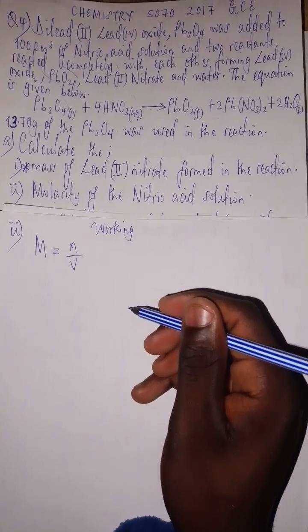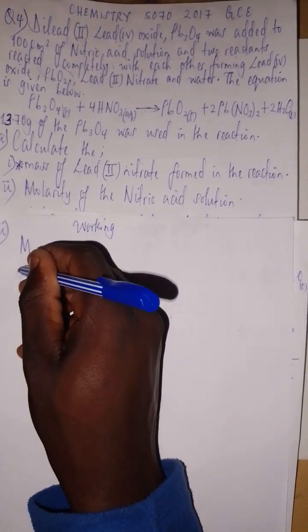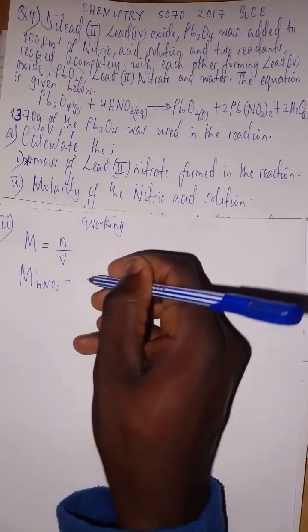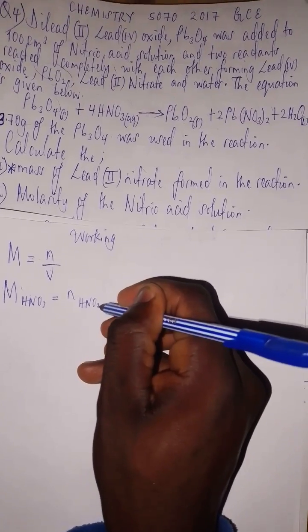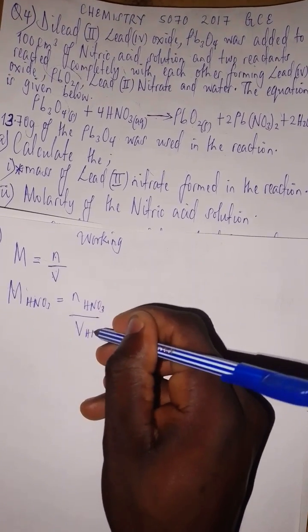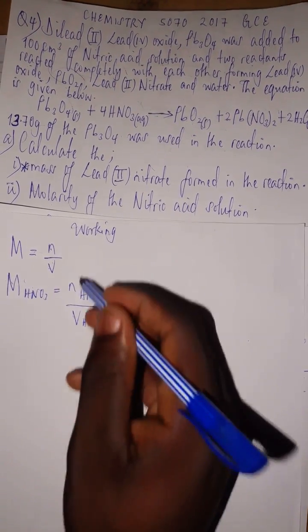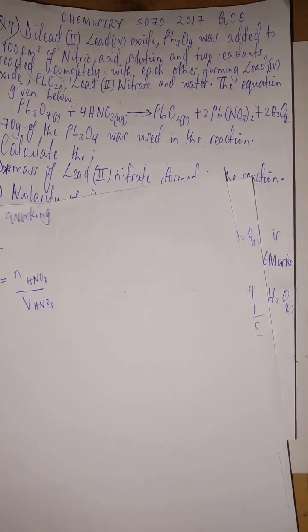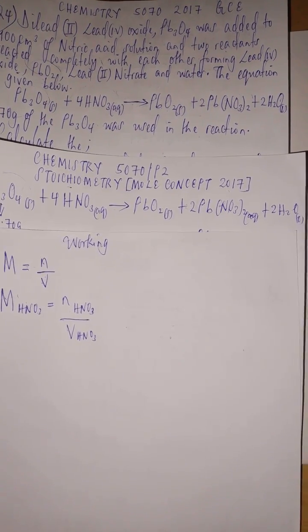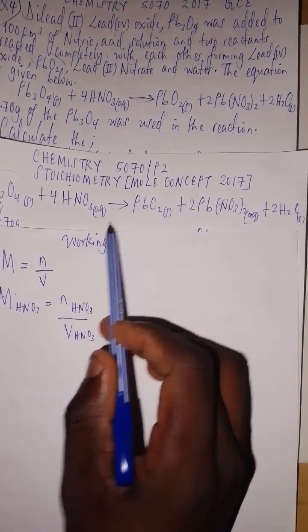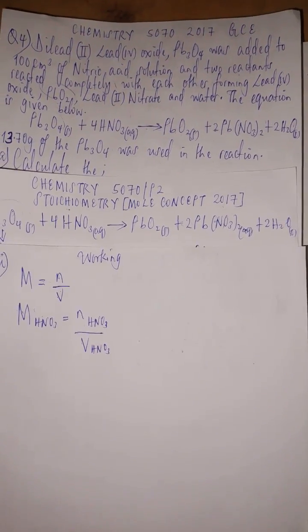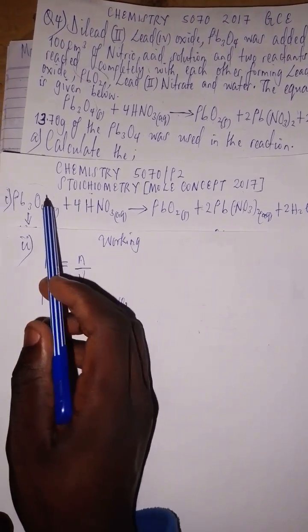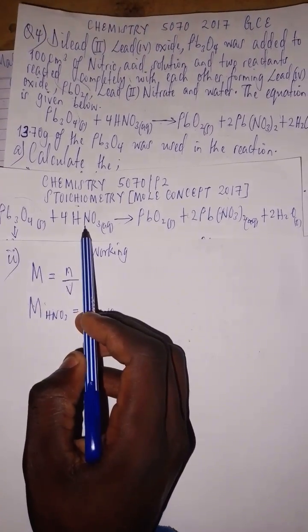So I'm going to say molarity for nitric acid, we are calculating for nitric acid, will be equal to the number of moles for nitric acid over the volume for nitric acid. So I'm going to determine first the number of moles from this nitric acid. So from our balanced equation, we can see that there are 4 molecules of nitric acid. So let me use the mole ratios. I'll use the mole ratios to determine the number of moles for nitric acid which reacted.